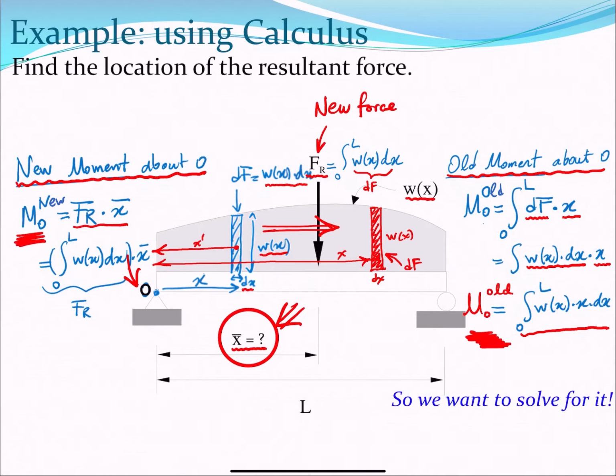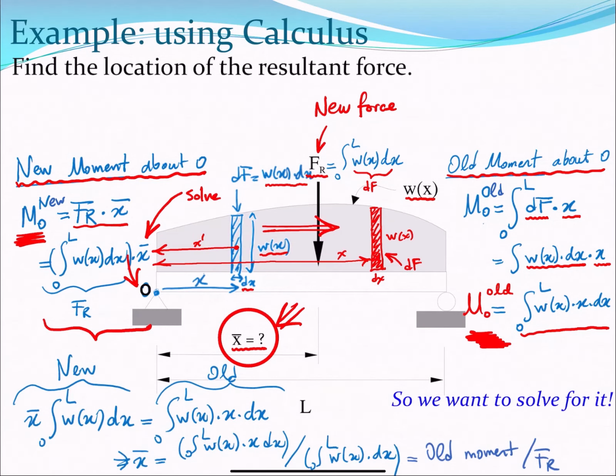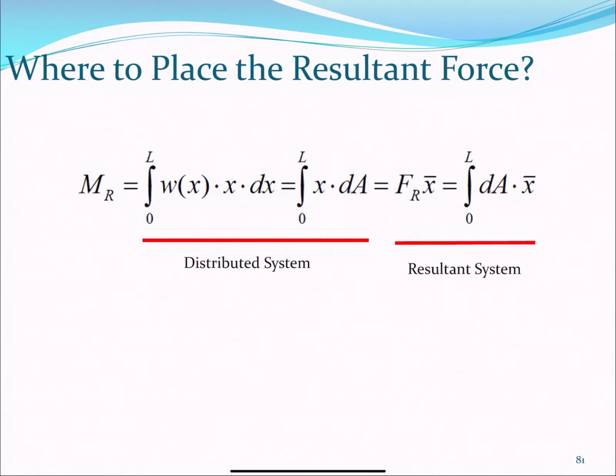So we write here the old moment equal to the new moment. And from that equation, we just have to solve for x bar, right? So once we make the new moment equal to the old moment, we just have to solve for x bar, and then x bar follows this definition, which is equal to the old moment divided by Fr.